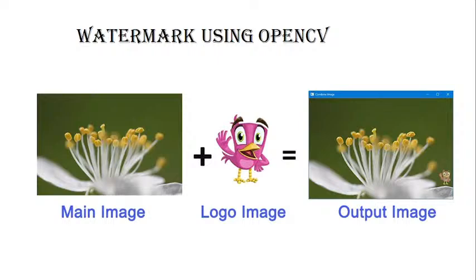Okay, this is the example for watermarking. Using our computer vision technique, we can add watermarking. This is our main image, and this is the logo for watermarking. We can make a watermarked image using our computer vision technique, and we can also remove watermarking. If anyone has watermarked an image and we want to remove that watermark, we can do that also using our computer vision technique.